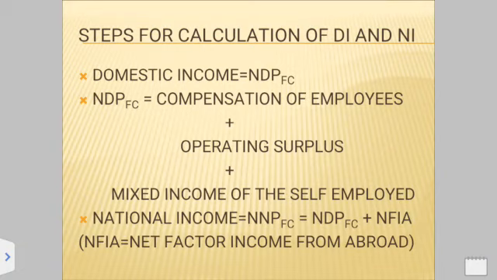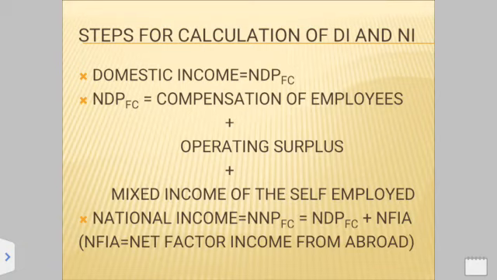Because we cannot segregate the income of these self-employed persons, that is considered as a separate component, and that is known as mixed income. Why is it called mixed income? Because all the factor incomes are mixed over here, and we cannot separate each factor income.